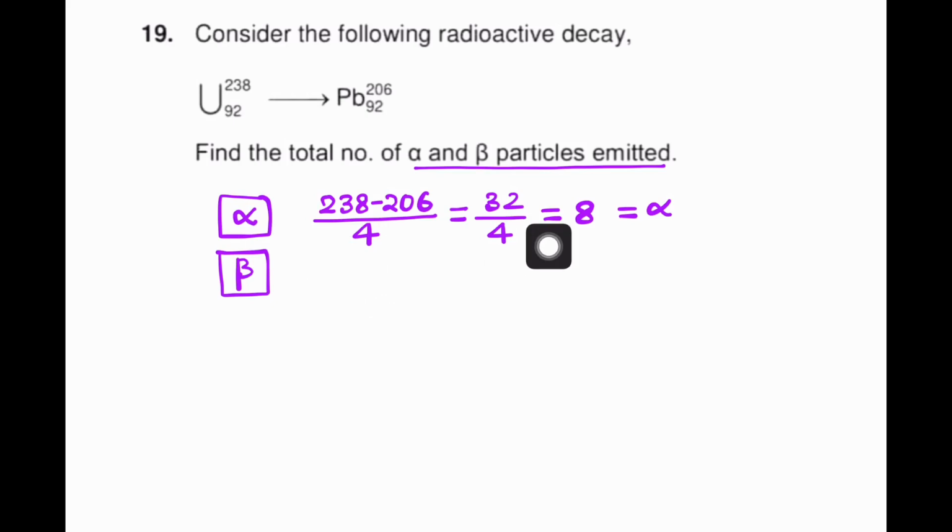Okay, when there will be 8 alpha particles, then what will happen to the atomic number? The atomic number should decrease by how much? 16. It should decrease by 16.